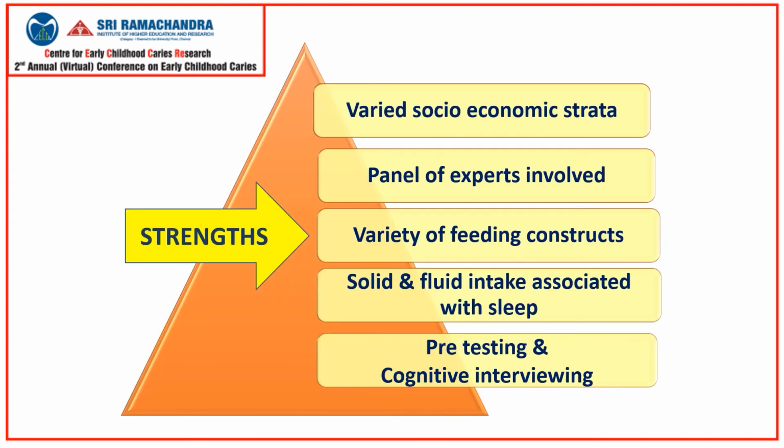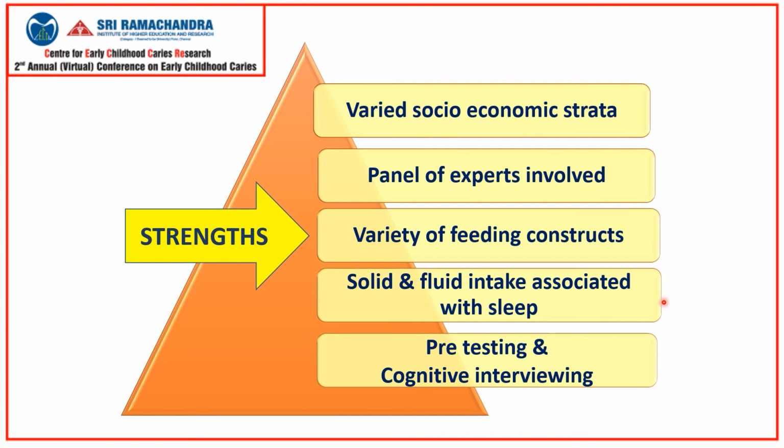Next, moving on to the strengths of the FeAST scale, we included a varied socio-economic strata of the population. A panel of experts were involved. Variety of feeding constructs, all the possible feeding constructs of that age group, was included. We did take into consideration any intake of solid food in between sleep, like a biscuit or a banana. The child was woken up during sleep and given, that was also considered.